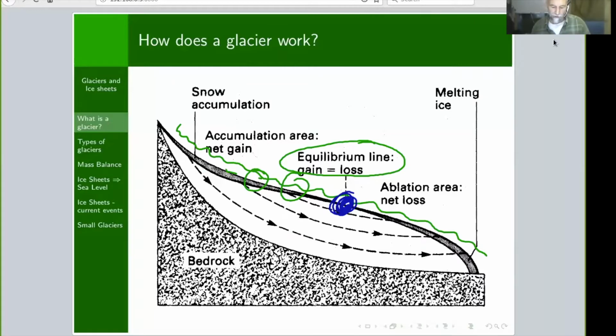And then as you keep on going farther down, you might find that there's snow on the ice at the end of winter, but all of that snow melts, and then a little bit of the underlying ice melts as well. All the snow melts, more of the underlying ice melts, until you get to a place where every bit of ice that moves down into this area is melted by the end of the summer.